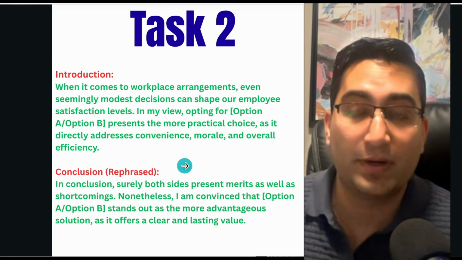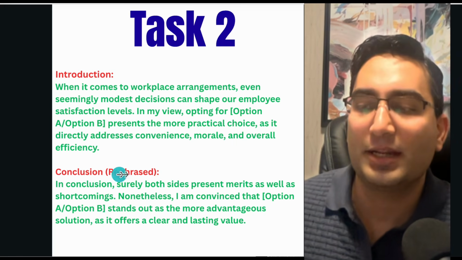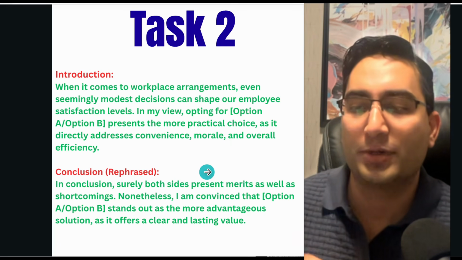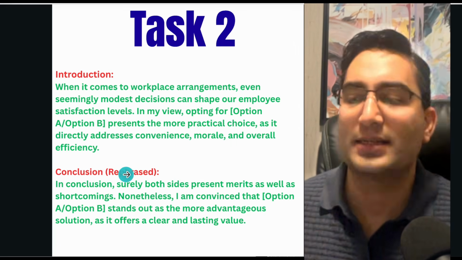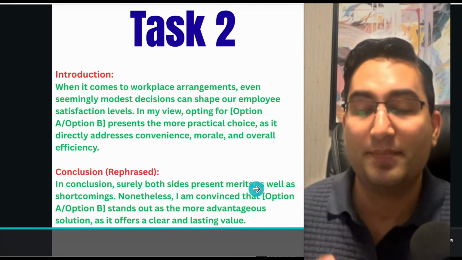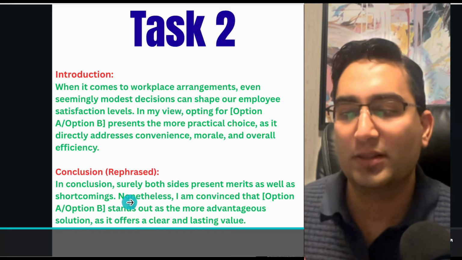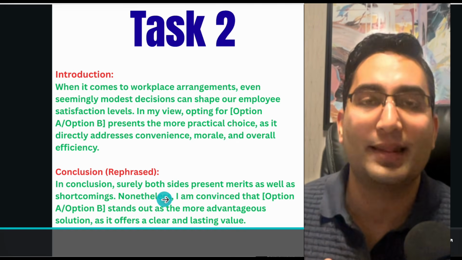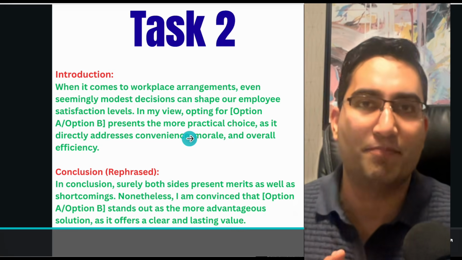Conclusion, simply rephrase the intro. Similar intro, we're rephrasing those sentences. We're saying, in conclusion, surely both sides present merits as well as shortcomings. Next sentence, your opinion sentence: nonetheless, I'm convinced that, put the option here, this option stands out as the more advantageous solution as it offers a clear and lasting value. If your points were talking about long-term benefits.